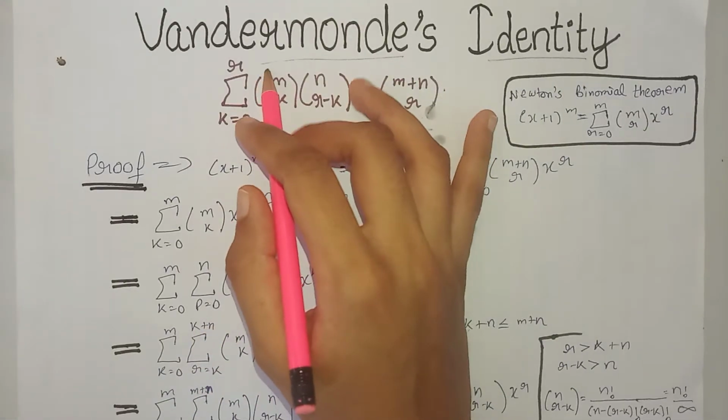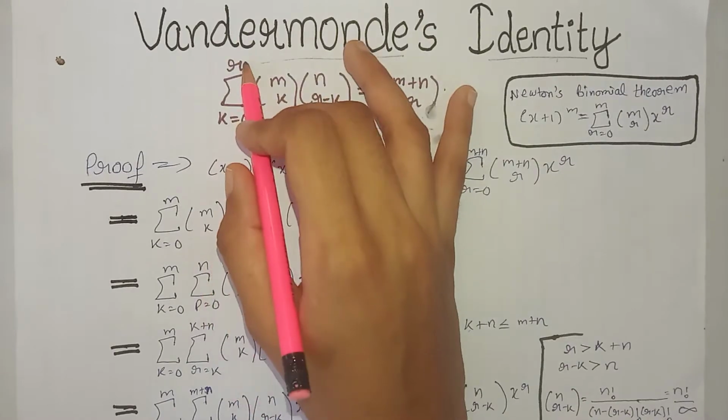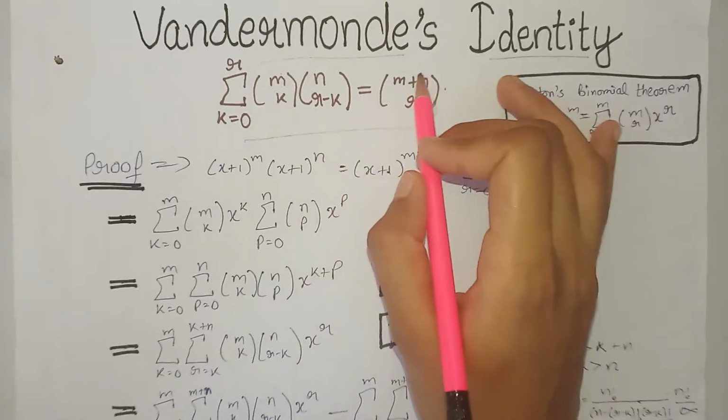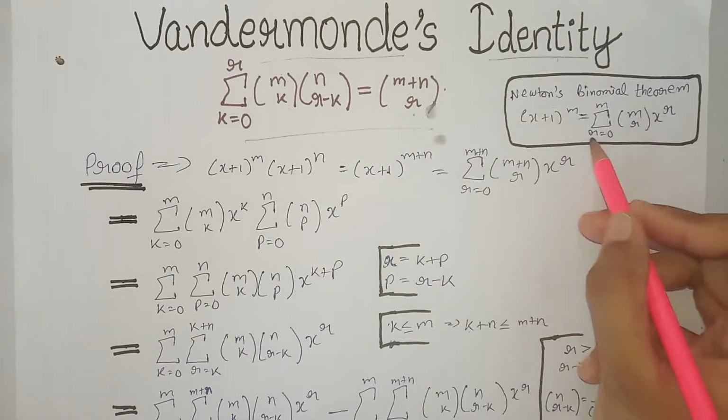Now we will prove the Vandermonde identity, that is this one: summation from k equals 0 to r of mCk times nC(r minus k) is equal to (m plus n)Cr. We know that Newton's binomial theorem is this.